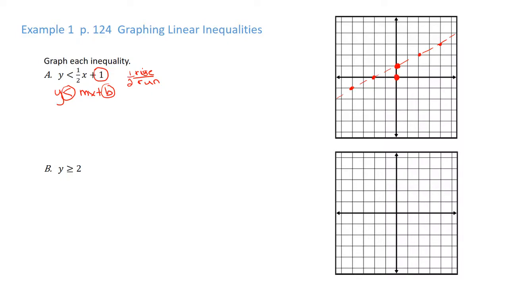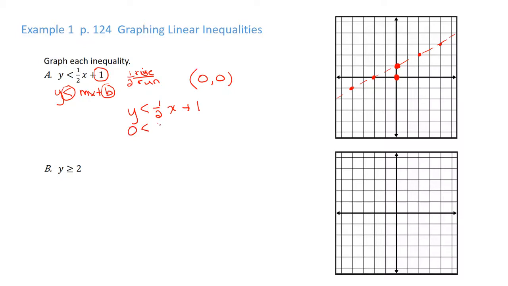Let's check this 0, 0, our origin. So what we're going to do is replace x and y with 0, 0. And I'm thinking that's going to make it true because it seems like y is less than would be down here. Sometimes it's not, but we want to always check a point to make sure. So let's go ahead. Our original problem was y is less than 1/2 x plus 1. So let's fill in our 0, 0 here.